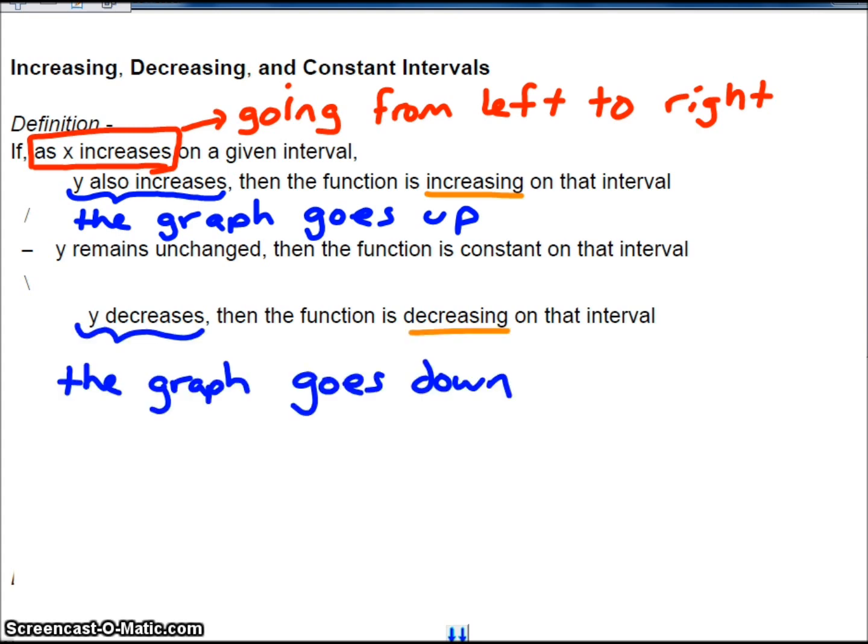If y is decreasing, well, what does the graph look like if the y coordinates are getting smaller? The graph is going down. So if, as you're going from left to right, the graph is heading down, the graph is decreasing at that point, or on that interval. And if the y remains unchanged, what does that graph look like? If the y coordinates aren't changing, we have a horizontal line. The graph will be flat, and so if the graph is flat, it is constant on that interval. All right, so that's how you interpret that. You need to be going from left to right, and you look to see if the graph is going up or down or staying flat.